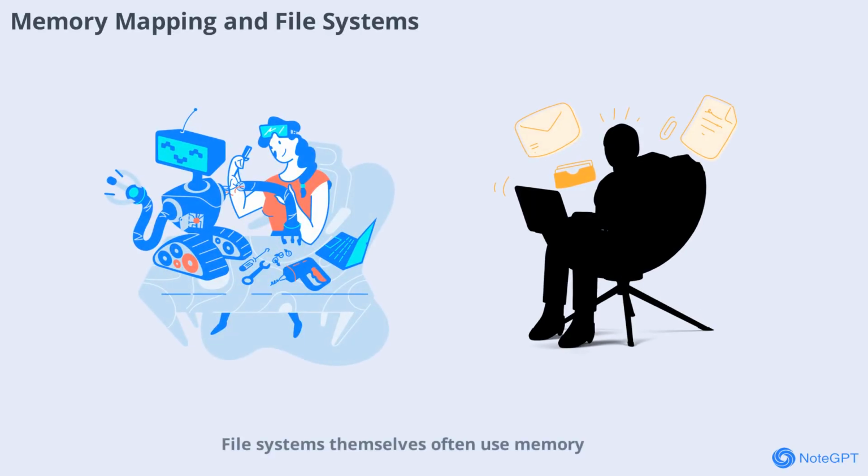File systems themselves often use memory mapping to cache frequently accessed data. By mapping file system metadata and data blocks into memory, the operating system can speed up file access and improve overall system performance. This behind-the-scenes use of memory mapping benefits all users, even if they never interact with it directly.